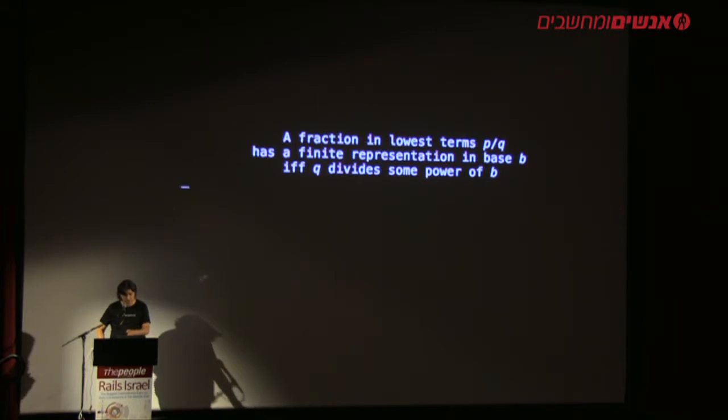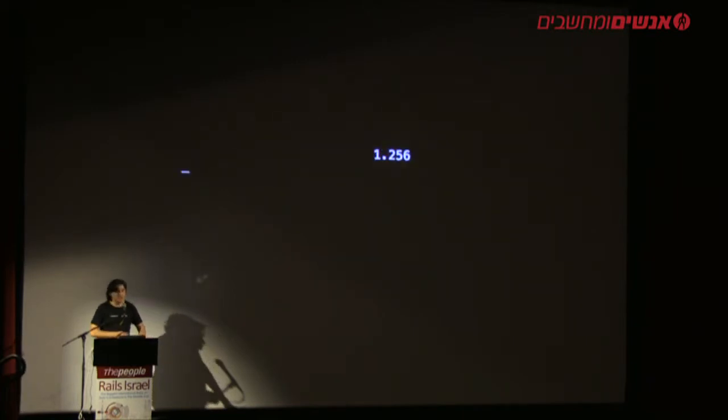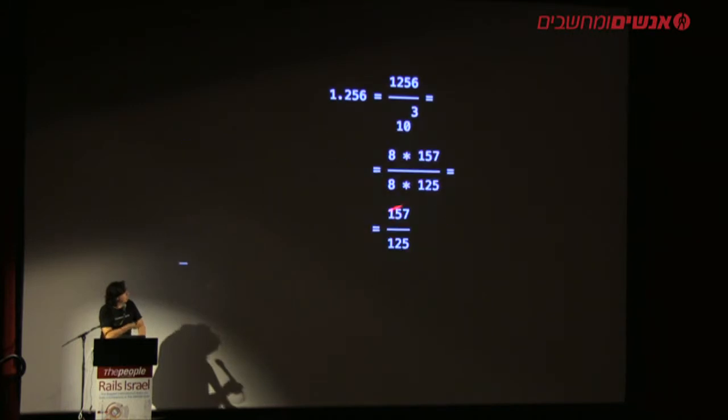So a fraction in lowest terms has a finite representation in some base if the denominator divides some power of the base. This is a key observation, and we are going to see why. Take this number. You can remove the dot by dividing by this thing, and then you can reduce this to lowest terms. I don't remember the term in English, but okay, so you get this. If you start here, you get a fraction, and maybe you can divide something.